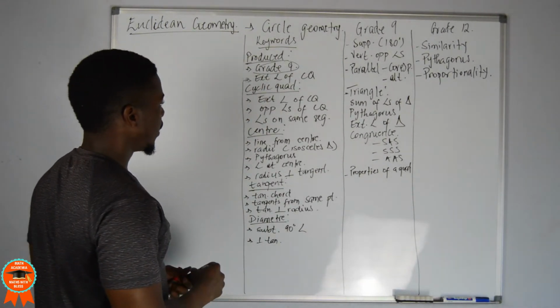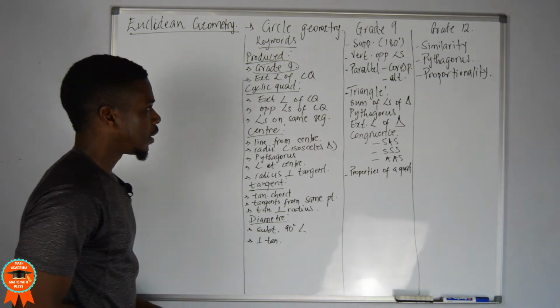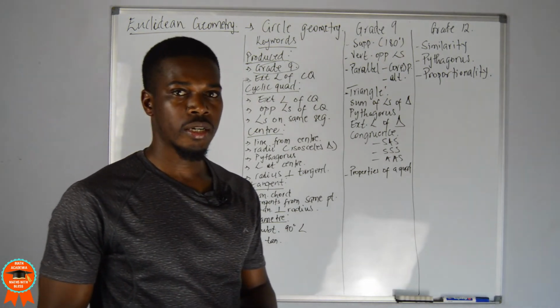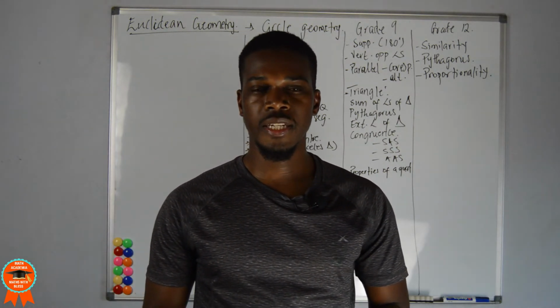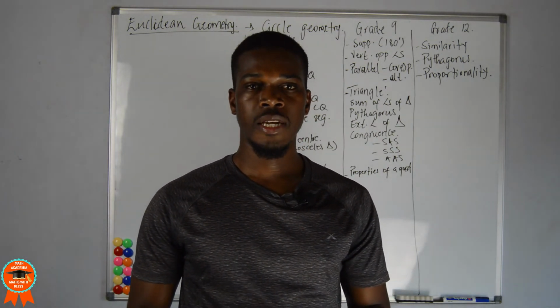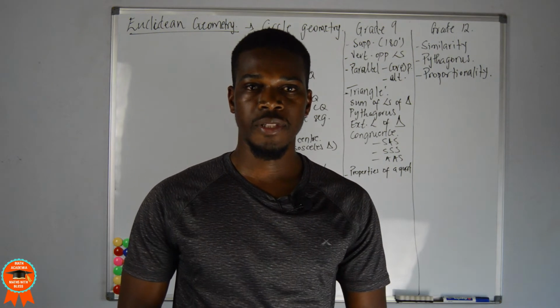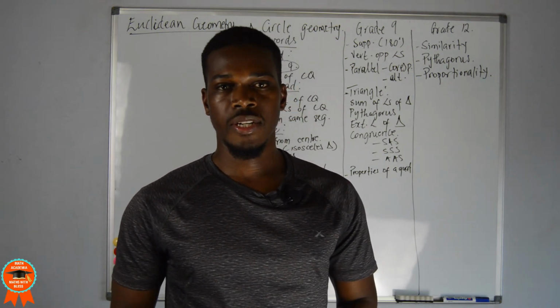And then now the examiner says cyclic quad. If the examiner says cyclic quad in a question, that is a keyword. The examiner is reminding you of the theorems. There's no need to forget the theorems. Cyclic quad has 3 theorems.